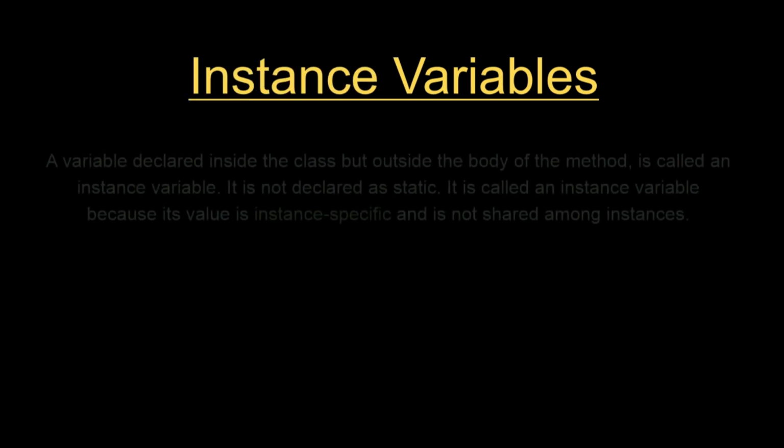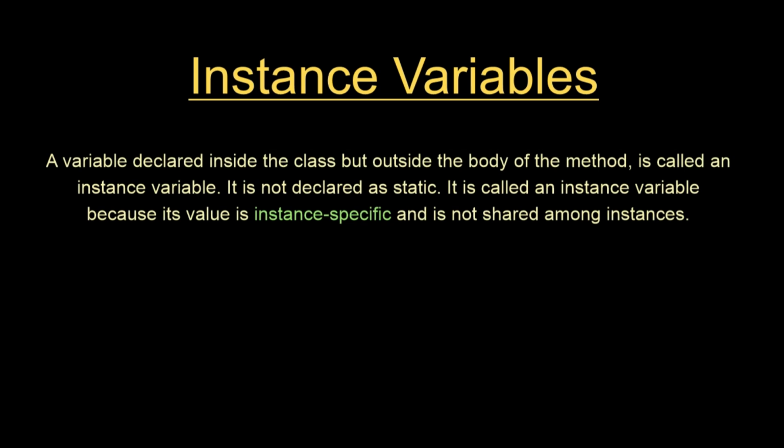The second one we have here is the instance variable. Let's look at what that means. A variable declared inside a class but outside the body of a method is called an instance variable. It is not declared as static. It is called an instance variable because its value is instance specific and it's not shared among instances.